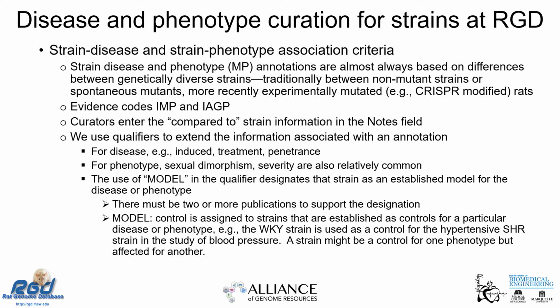And model control is a qualifier that's used and assigned to strains that are established as controls for a particular disease or phenotype. So for example, the WKY strain is commonly used as a control for the hypertensive SHR strain in the study of blood pressure. And you have to know that a strain might be a control for one phenotype, but it might be affected for another phenotype or disease. So it's important to pay attention to what the actual disease or phenotype is that you're talking about if you're looking at a strain as a control.